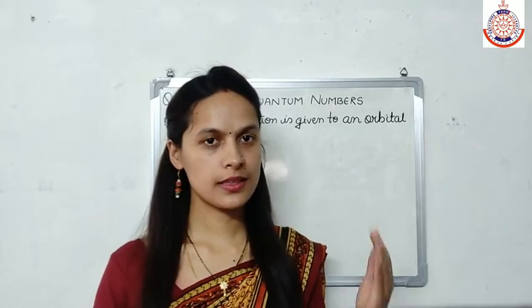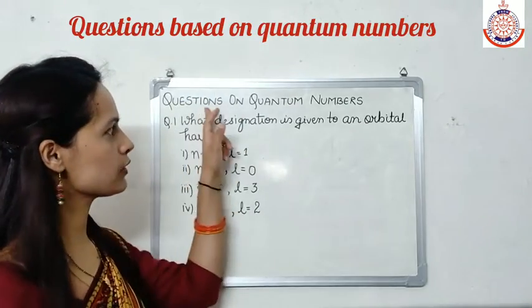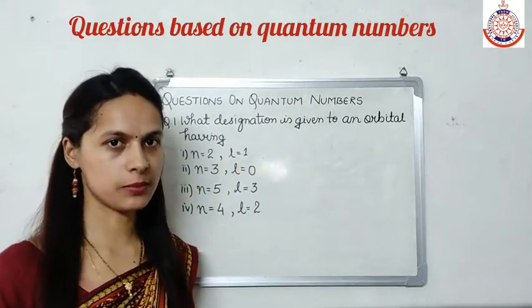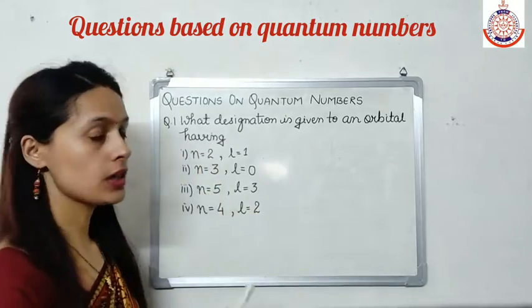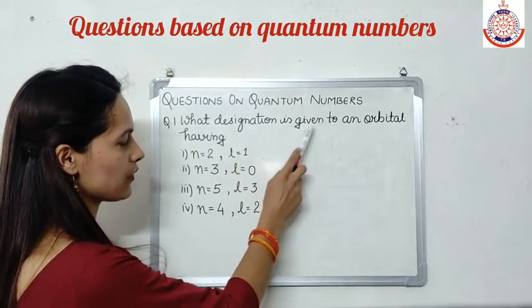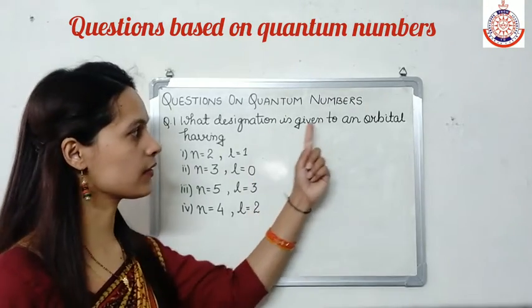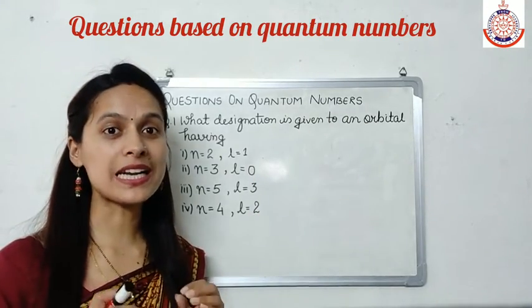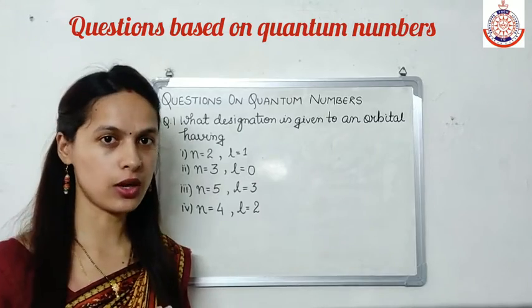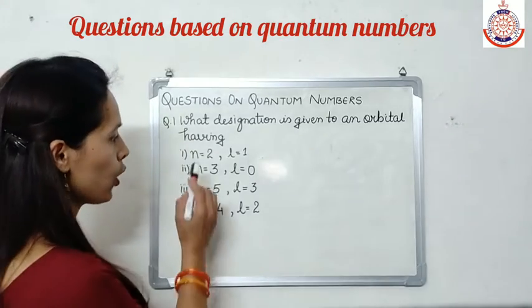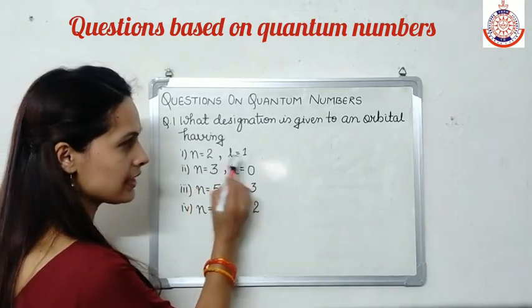So students, this is our first question. First we will solve the questions based on quantum number. So here is our question. What designation is given to an orbital having n equal to 2 and l equal to 1? Designation of an orbital means what name you give to this particular orbital.